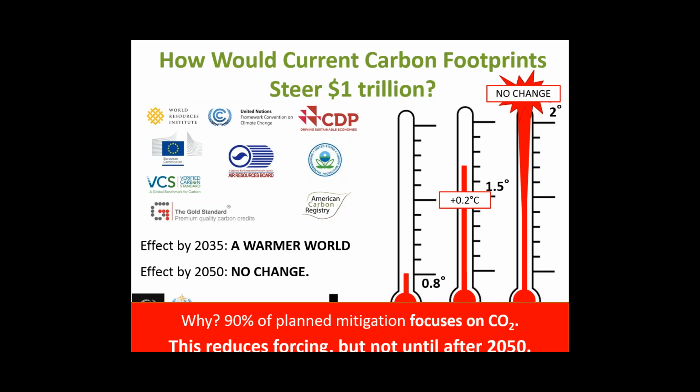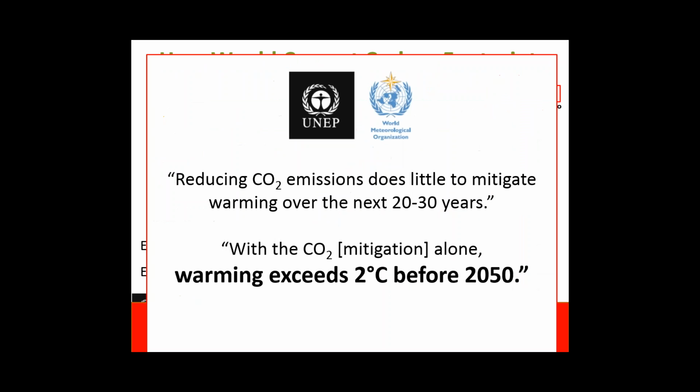However, the forcing reductions don't occur until later this century. And again, this isn't just me saying this. This is major scientists saying this. This is an excerpt straight from this report by the United Nations Environment Program and World Meteorological Organization. Direct quote: reducing CO2 emissions does little to mitigate warming over the next 20 to 30 years. With CO2 mitigation alone, warming exceeds 2 degrees Celsius before 2050.